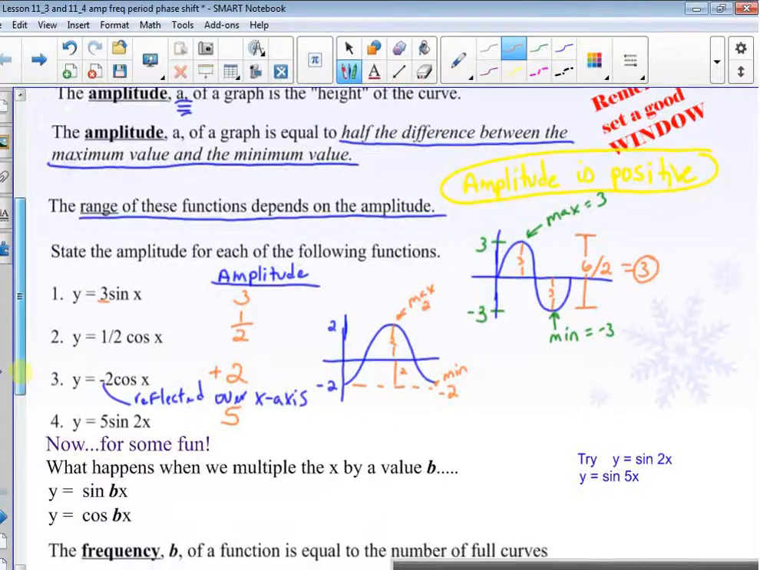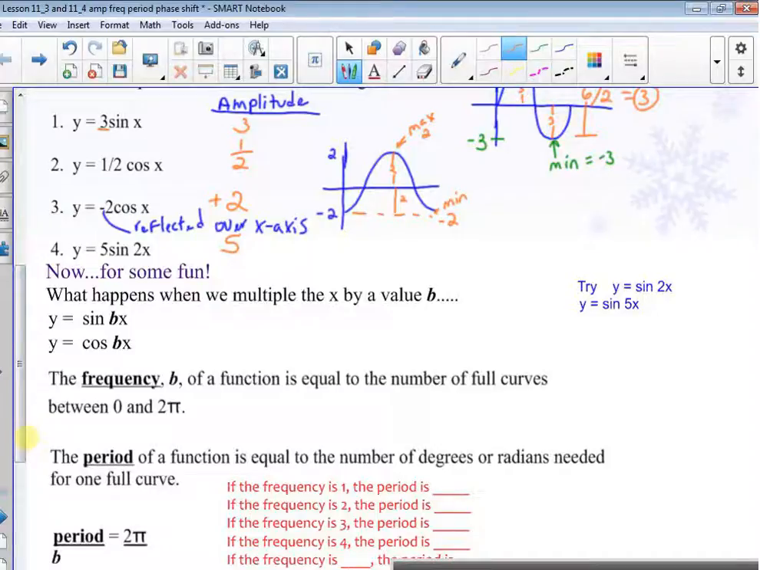Okay, so what happens when we do put that number 2 in there between the sine and the x, or between the cos and the x? So let's take a look at some of those. Let's take a look at y equals sine 1/2 x. So again, if you're going to do 1/2 x, you have to do 1 divided by 2, like that, or you could do sine 0.5x. Notice how the x stays inside the parentheses.